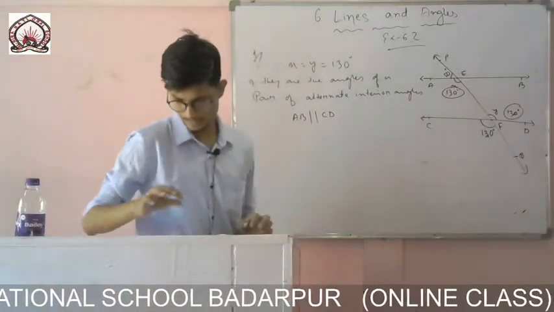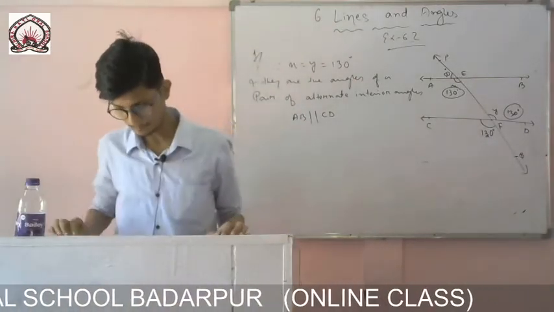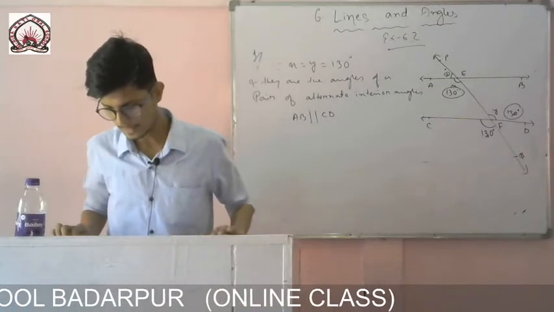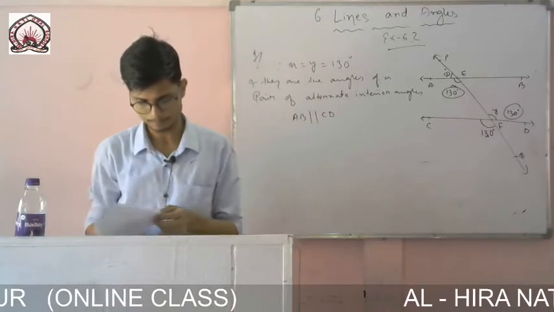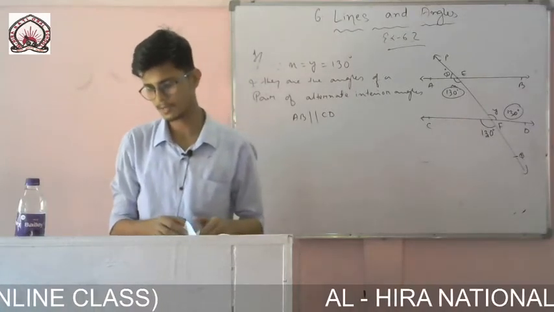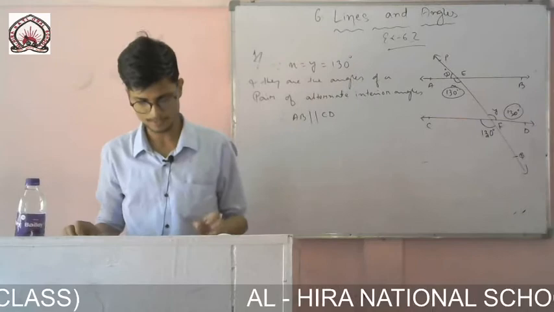Now let us move to the next example. It is a question. Another figure is given: AB is parallel to CD, CD is parallel to EF, and the ratio is given and you have to find the value of x.